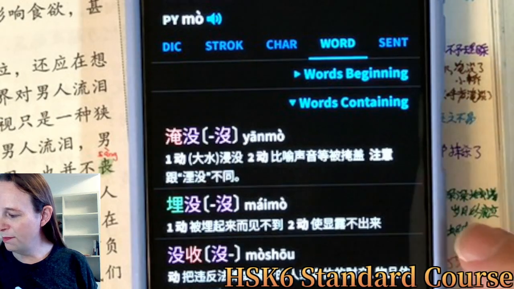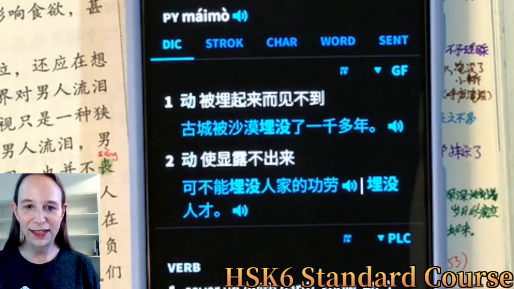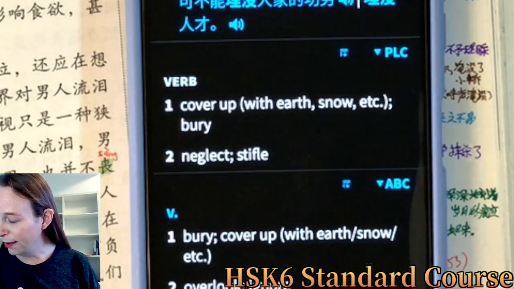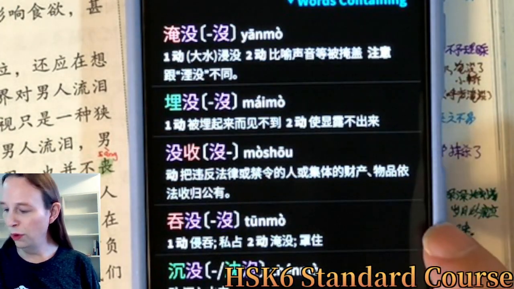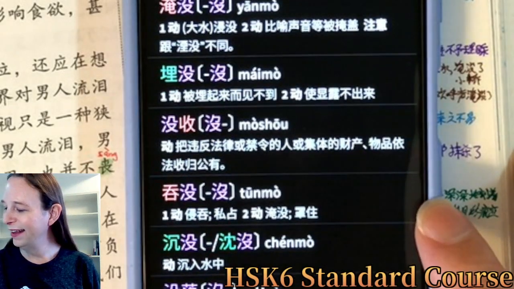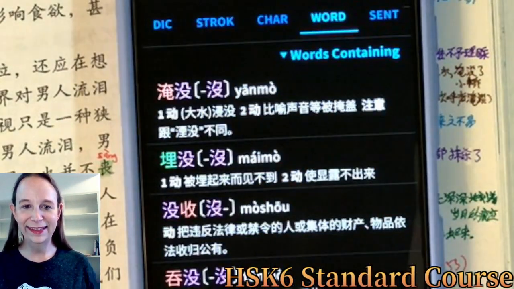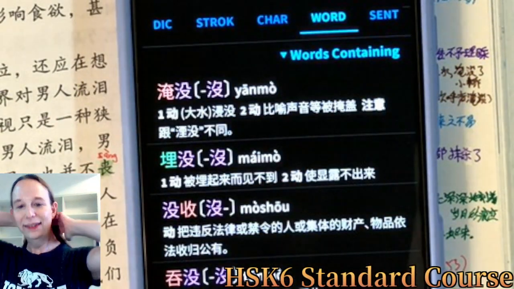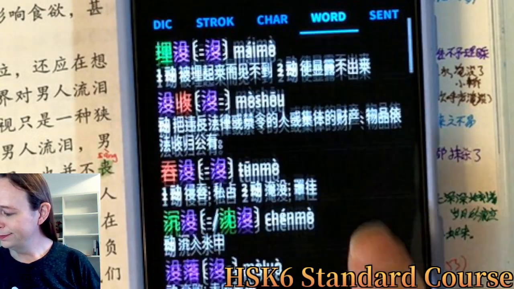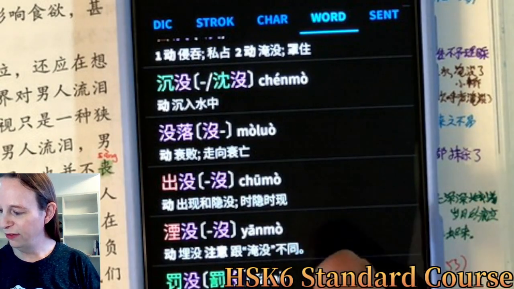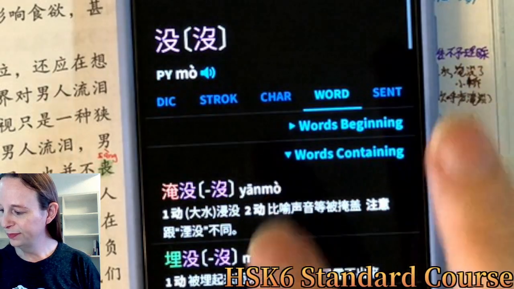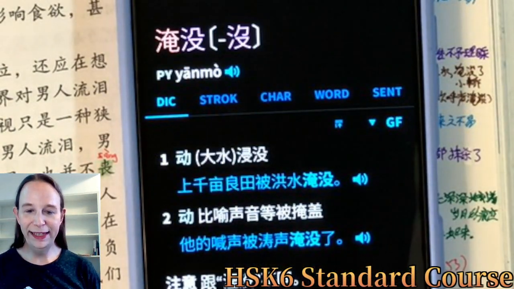Yeah, more. May more. Oh, this is to ambush, is it? To cover up. Okay, no, cover up. More show. More. Oh, this is swallow up. Okay, so yan more is like submerged, drowned by water, usually water. More, yan more. That's a different writing style, right? And yan more, meaning to drown, right?